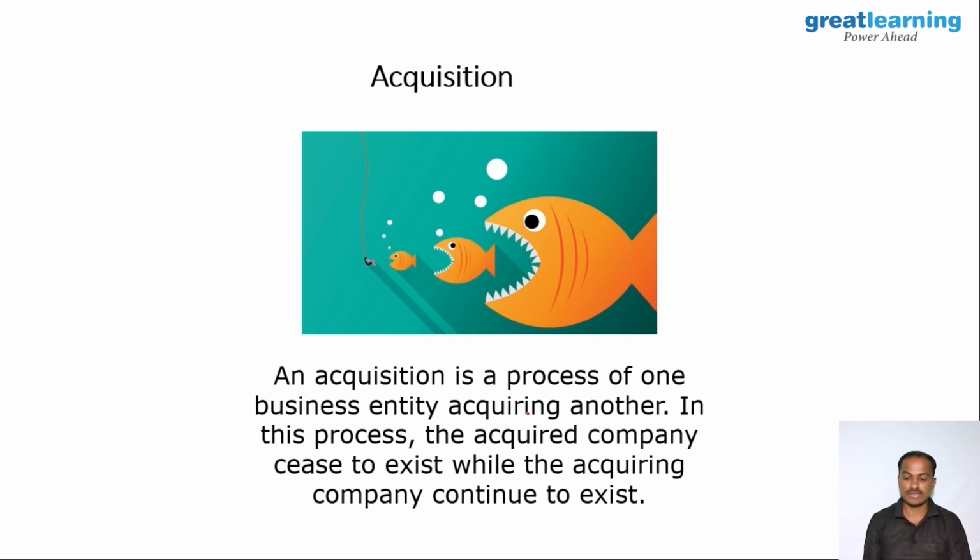Okay, so in this example, this is the big company, this is the big fish, this is the small fish. When this big fish eats the small fish, the small fish will lose its existence and the big fish will continue to exist. Okay, so that is called acquisition. The same holds true with big companies. Some big companies acquire small companies. And when they acquire, the small companies will lose their existence. The big companies will continue to exist and they continue to operate.